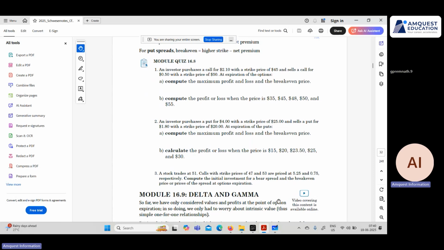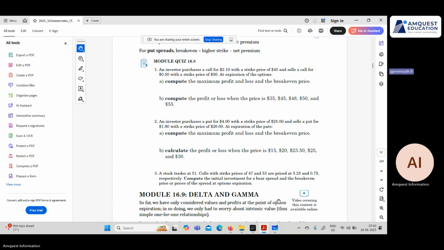Okay, let's just try one more, the third one. No, don't do part B. It's easy, you would do it. Let's just try part A. A stock trades at 30.51. Actually, let's just do part B. No, one sec. Let me just see. Okay, let's just do it. Calculate the profit or loss when the price is $15. I'm saying take 5 minutes, just do it, and then we'll see.